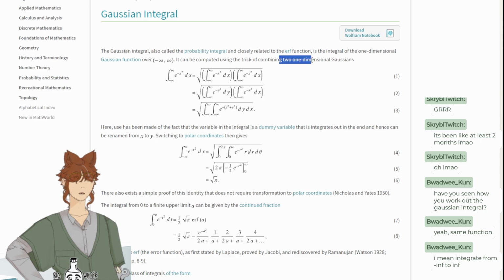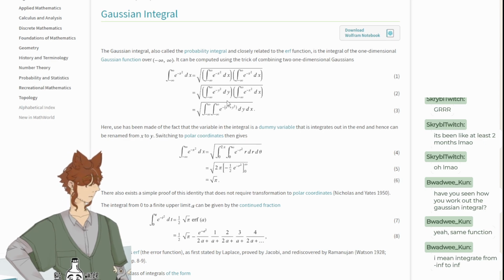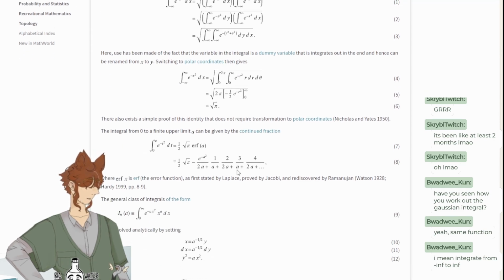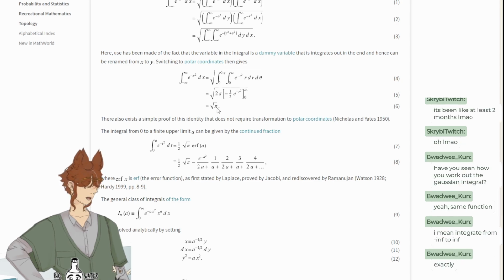Trick of combining two one-dimensional Gaussians. So e to the negative x squared. Oh, it's the square root of them squared. Wait, this is kind of similar to what we're doing for this one. Oh yeah, and then switching to polar coordinates. Wait, that's exactly the same way that we're doing this one. Well, it's just square root of pi? That's crazy. Exactly, that's so cool.